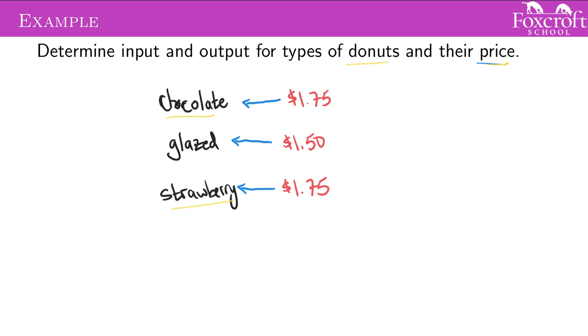But if I do it the other way and make these my input and these my output, then it is going to be a function, because when I put in chocolate, there's only one price for a chocolate donut. When I put in glazed, there's only one price for a glazed donut. So this is what you have to make sure of when deciding what the input and output is. Make sure that when you put in one input, you can only get one output. Like I said, with price, there are multiple donuts that have the same price, so that can't be the input. I have to switch it around and make the input the type of donut.